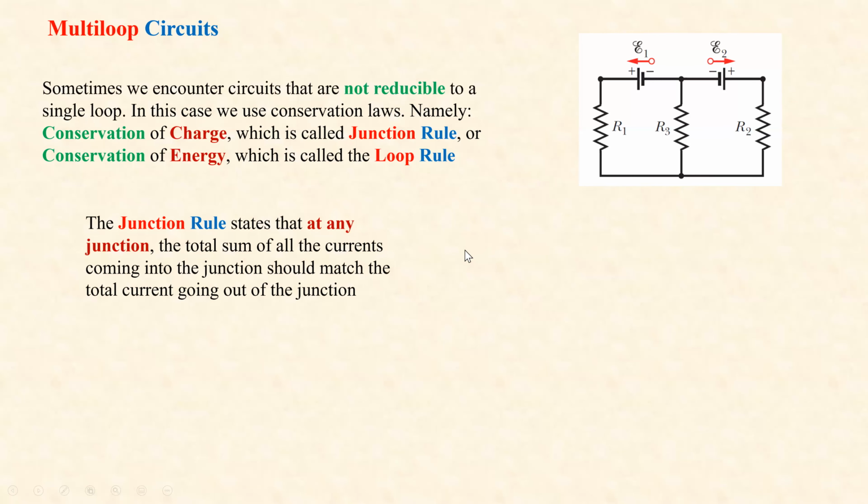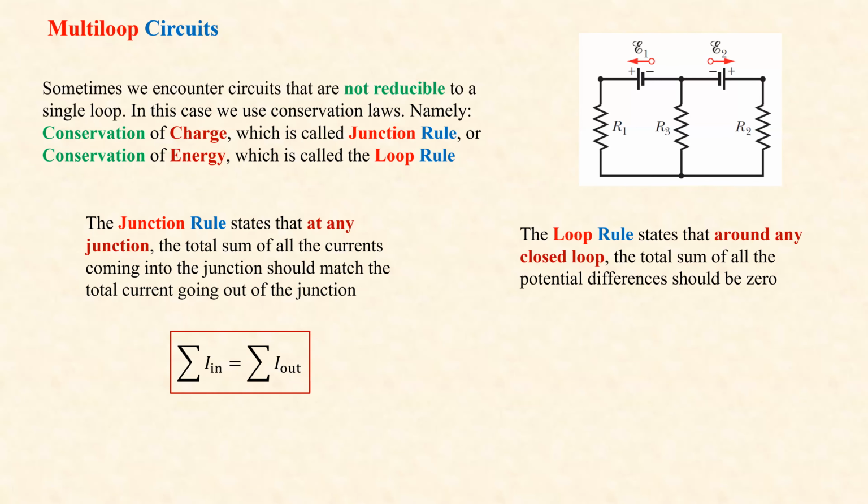All right, so the junction rule, therefore, states that at any junction, the sum of all the currents coming into a junction should match the total current going out of the junction. Or in mathematical form, we write sum of the currents in is equal to sum of the currents out of the junction. So for example, if there's a current coming here and there are currents going out here and here, then this current should be equal to the sum of these two, and so forth.